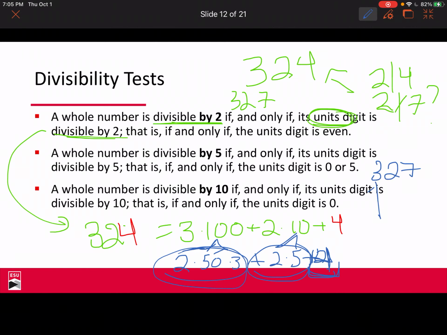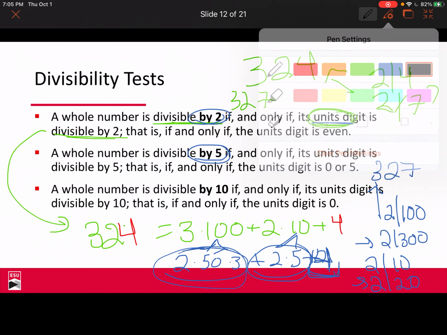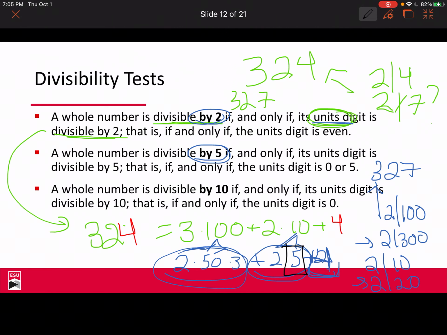Because since 2 divides 100, 2 divides 300. And since 2 divides 10, 2 divides 20. And so we only need to check the units digit because the tens, hundreds, thousands, and so on will always be divisible by 2. And now that same argument holds here for 5, because, let me pick a different color, the 10 has a 5 in it. The 100 has a 5. 1,000 will have a 5, and so on and so on. So all we need to check is this last digit.